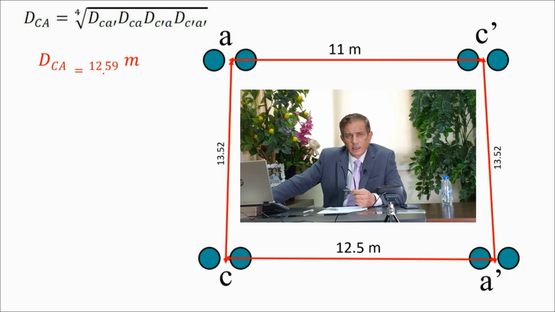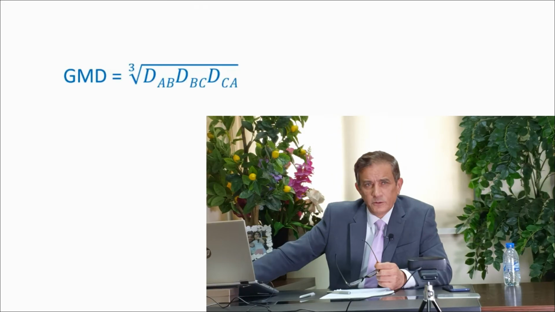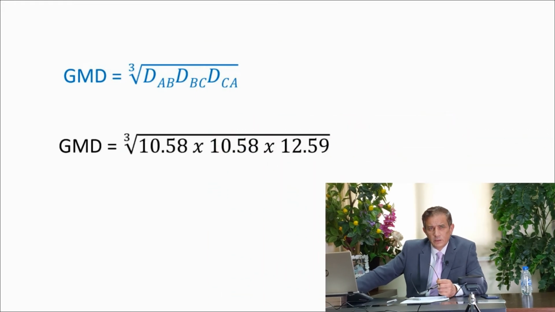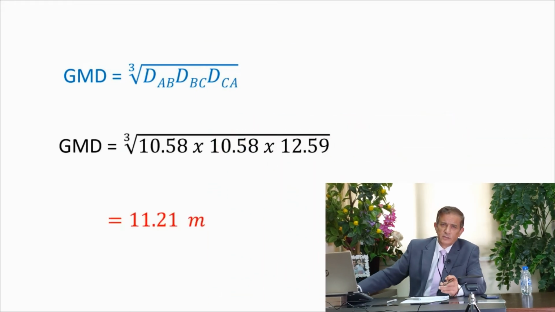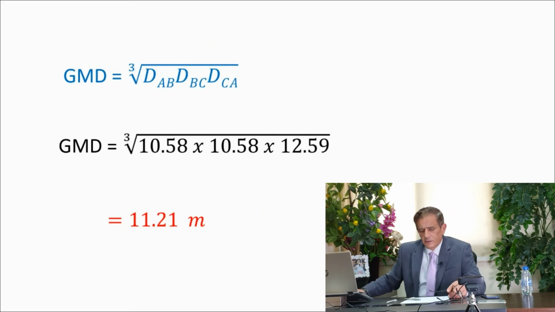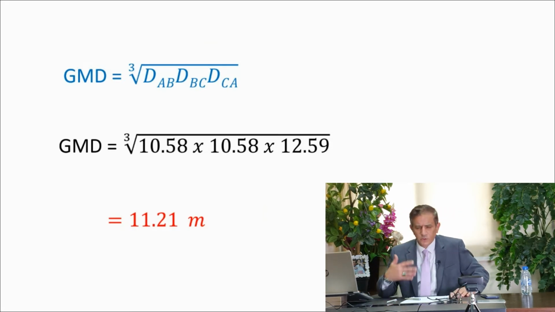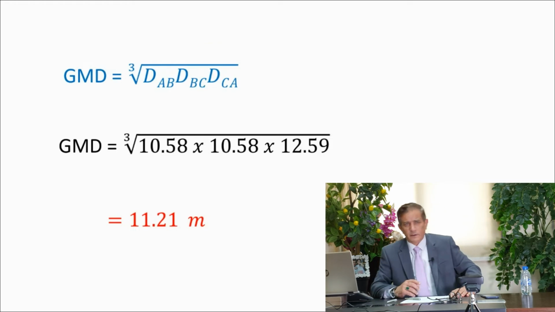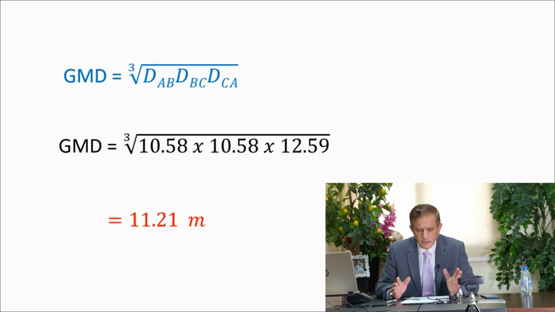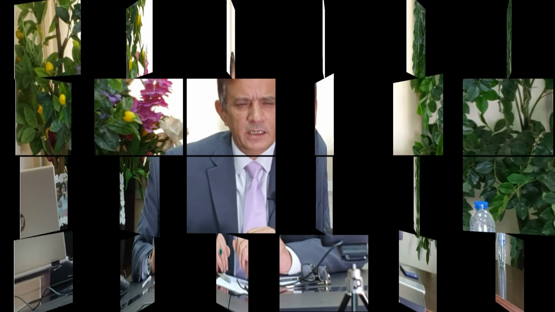Now I have all the distances between the spacings. I come back to the basic formula, multiply them together to the third root, and I will get the GMD. This is the GMD for the entire circuit, which you will need for the capacitance, inductance, whatever. This summarizes the distance between the two circuits.